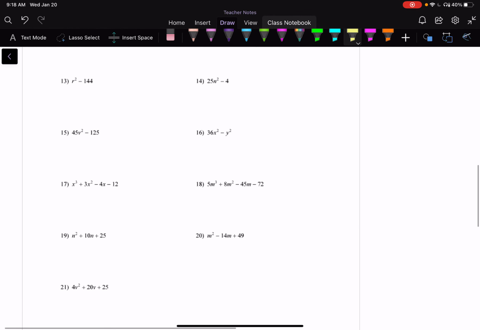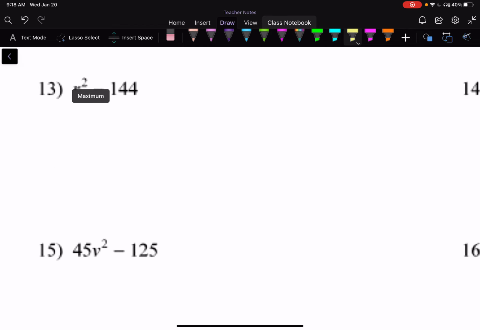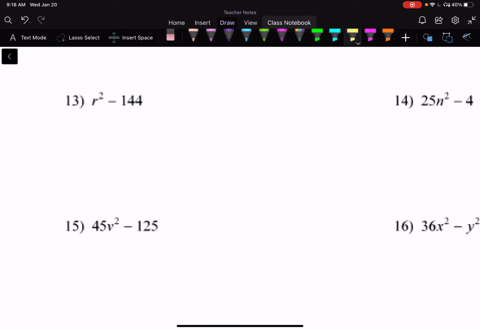Moving on to the second page. We see that we're starting with a two-term polynomial, or a binomial, so we're going to check to see if this is a dots problem. First, we must verify that there's a minus in the middle, which there is. Now we see if they're perfect squares. R squared breaks down to R, and the square root of 144 is 12. So this does follow the pattern, and it will leave me with R plus 12 and R minus 12.